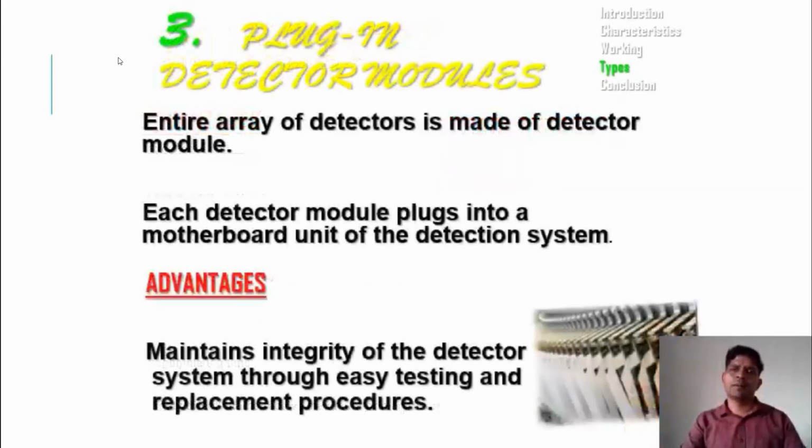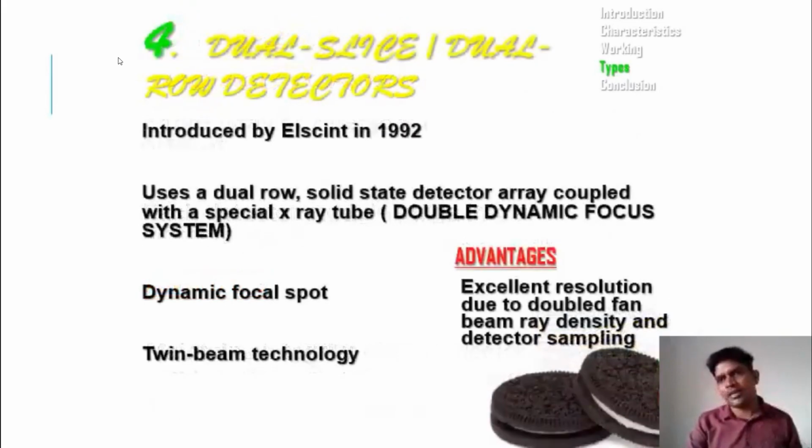Next, the plug-in detector module came, where the entire array of detectors is made of detector modules. Each detector module plugs into the motherboard unit in the detection system. What is the advantage of this? It maintains the integrity of the detector system through easy testing and replacement procedures. It means if one single plug is spoiled, we are able to change it. We do not need to change the entire detector.